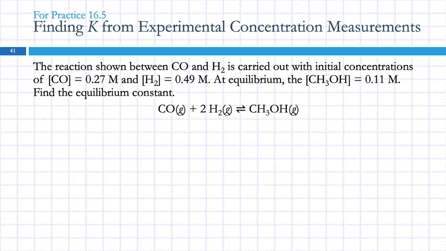So the reaction shown between carbon monoxide and hydrogen is carried out with initial concentrations of CO being 0.27 and H2 being 0.49. At equilibrium, the product concentration is 0.11. Find the equilibrium constant. So we're going to make a table. And we can use the chemical equation as the header for our table.